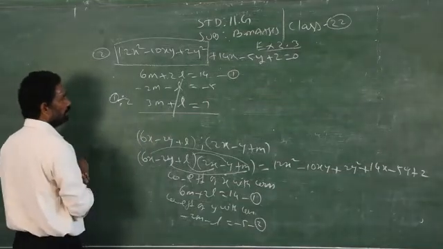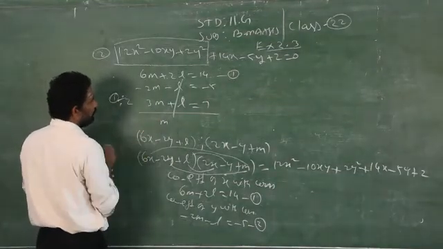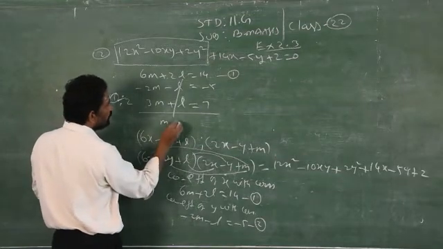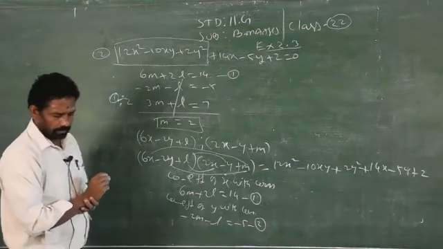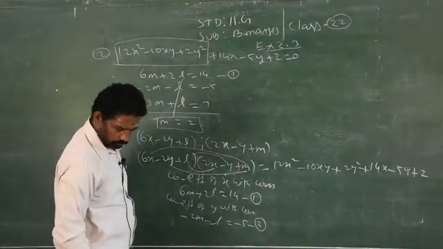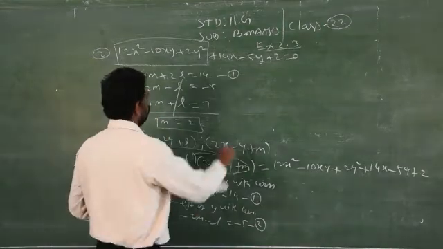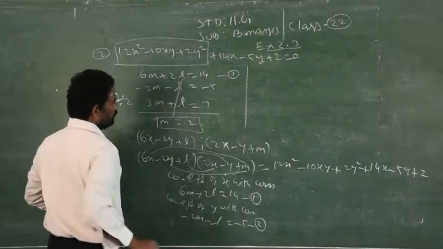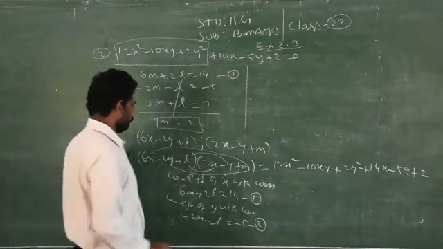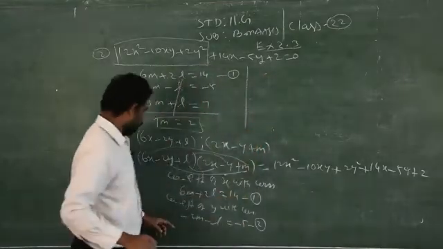Straight away I can eliminate. So what is minus 2 plus 3? Just apply the elimination method which you studied in the lower classes. So I will get m is equal to how much? 2. m is equal to 2. Then you can replace m in any one of these 2 equations. I take the second one. What is the second equation?